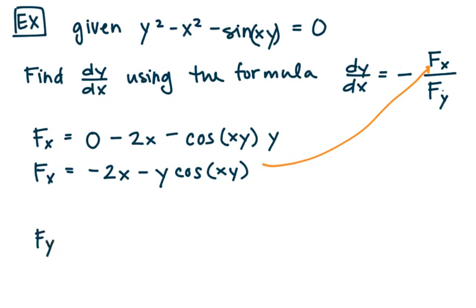And now the partial of the function with respect to y. Differentiating that, I've got 2y, x squared would go to 0, and I will get negative the derivative of sine, which is cosine of xy. Now we take the derivative of the inside, treating x as a constant. It would give me times x, so I'll put that in the front, and I have x cosine of xy.